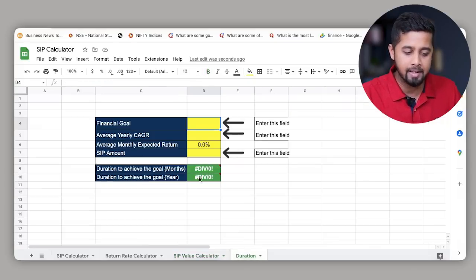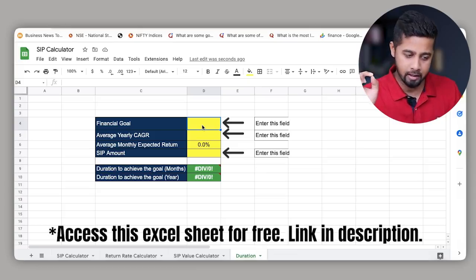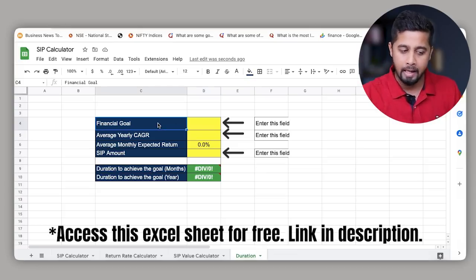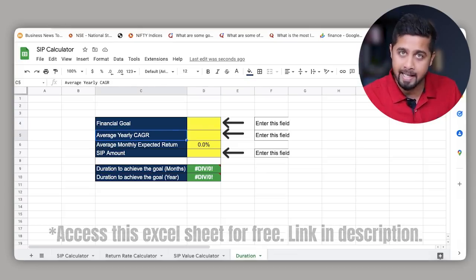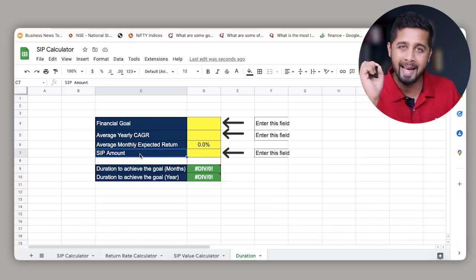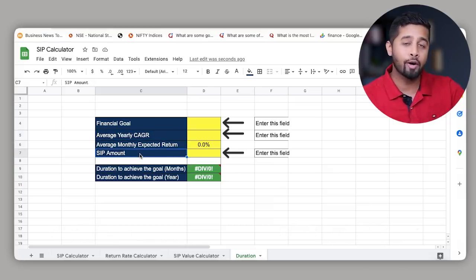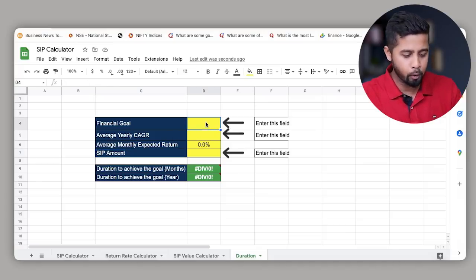And then I have taken this third case, which is the duration. Here you know your financial goal, then you know your average yearly CAGR, and of course you know your SIP amount, and you want to know for how long you want to stay invested to achieve your goal. So let's put those fields.